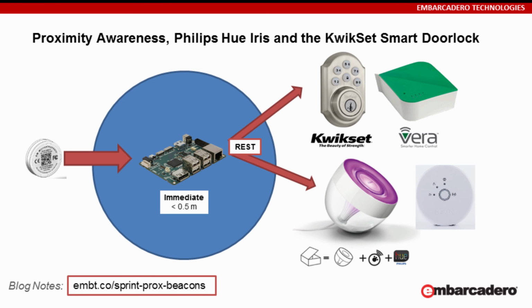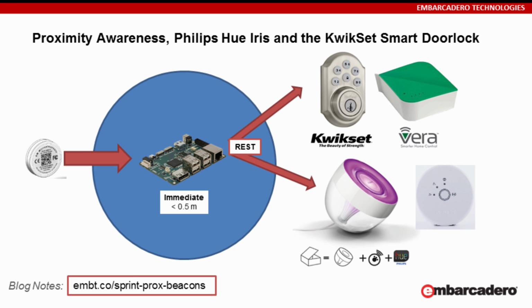Today's demo will open a smart door lock, and a smart light will turn green when the beacon crosses over the immediate proximity threshold. For this demo, I used my Nexus 5 phone, but you could just as easily use any device capable of understanding a beacon.